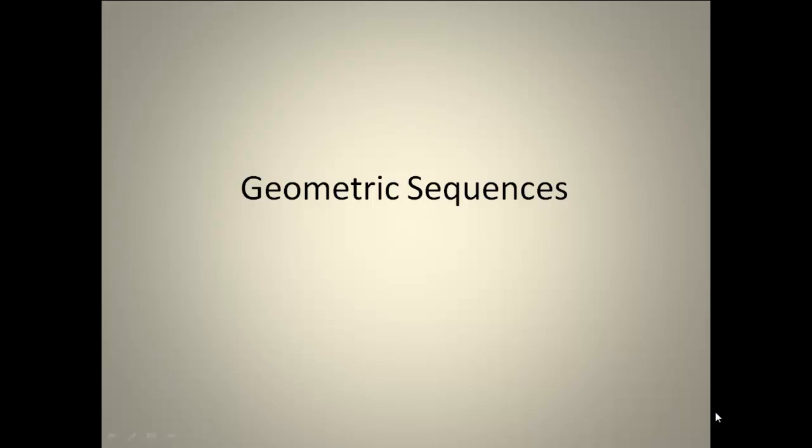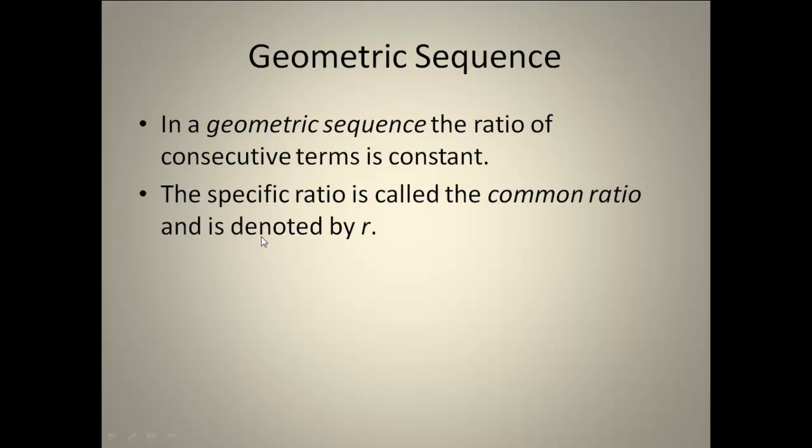We're going to take a quick look at geometric sequences. First of all, a geometric sequence is a sequence where the ratio of consecutive terms is constant. That ratio is usually called the common ratio, and most of the time we're going to use r to indicate that.